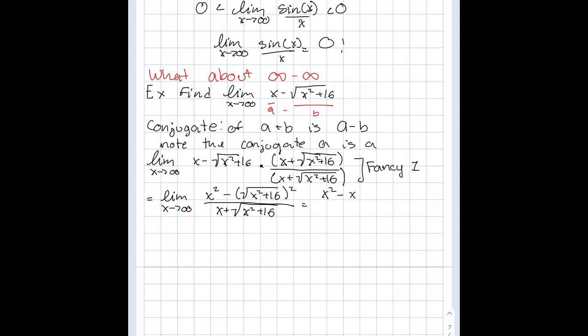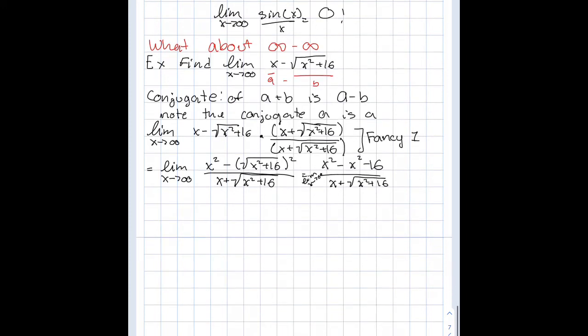So x squared minus x squared minus 16, over x plus the square root... that's important. So I forgot something very important when writing this out. I forgot to include my limit. Those things are not equal without my limit right there. So don't forget your limit like I just did.